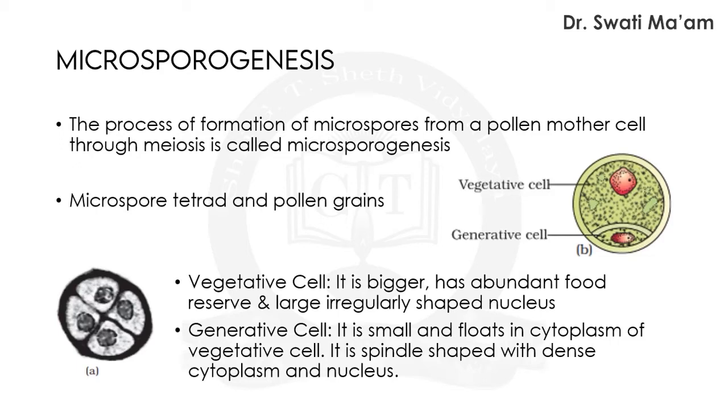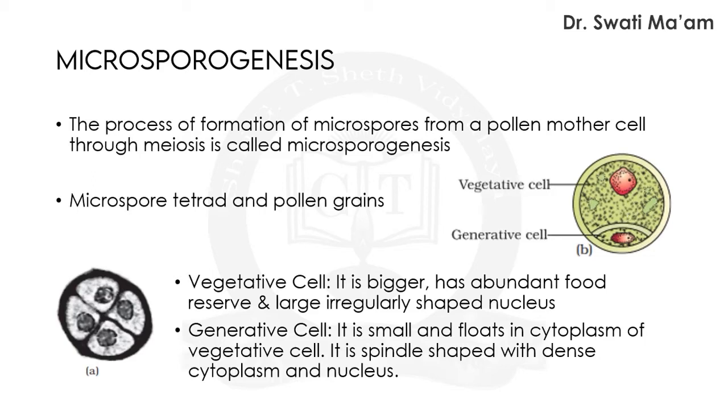So how is it formed? The definition: the process of formation of microspores from the pollen mother cell, in short known as PMC, through the process of meiosis is known as microsporogenesis. So basically the cell division of which type? Meiosis always participates in reproductive cells. You all know that. Now let us see the details of the two structures which are given here. This is the microspore tetrad, and this shows the vegetative cell as well as the generative cell.